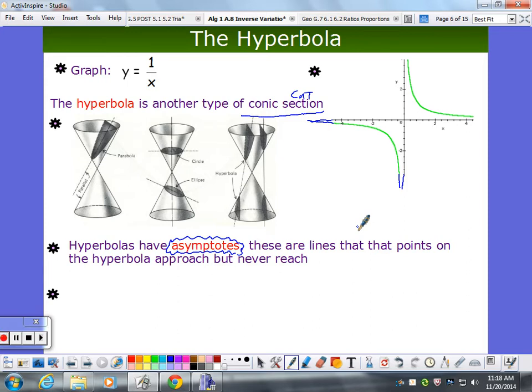I get so close, but I have to do it an infinite number of times, and I can't do anything an infinite number of times, right? I just can't. So an asymptote is the same idea.